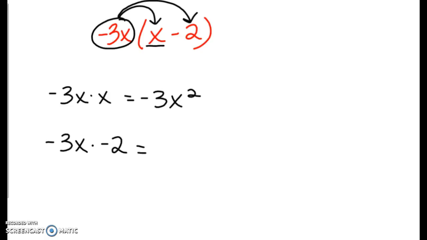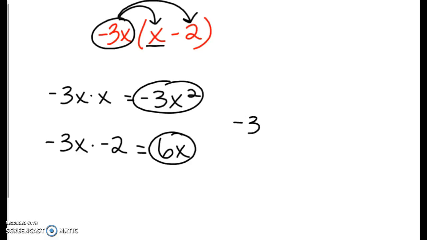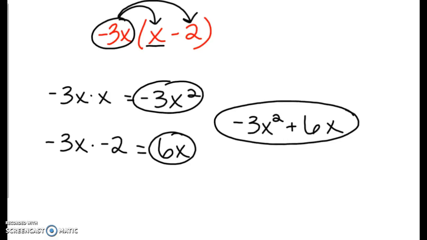And then I have negative 3x times a negative 2. I get a positive 6x. And then we just put these two together. We end up with negative 3x squared plus 6x. So that was a little bit trickier of a one. Let's go through one more.